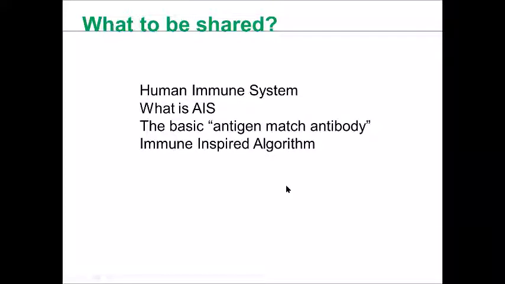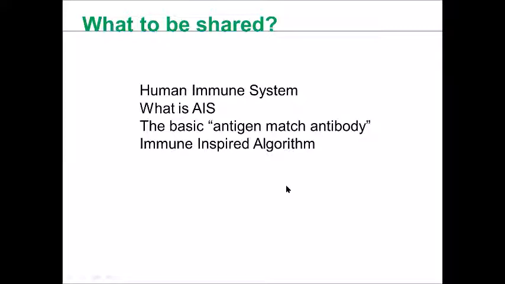First, I want to explain what the human immune system is. It's not a deep theory, but just a surface theory on how our immune system functions, the basic concept. Then I will relate it to what an artificial immune system is, and then I will explain the basic antigen-antibody match.